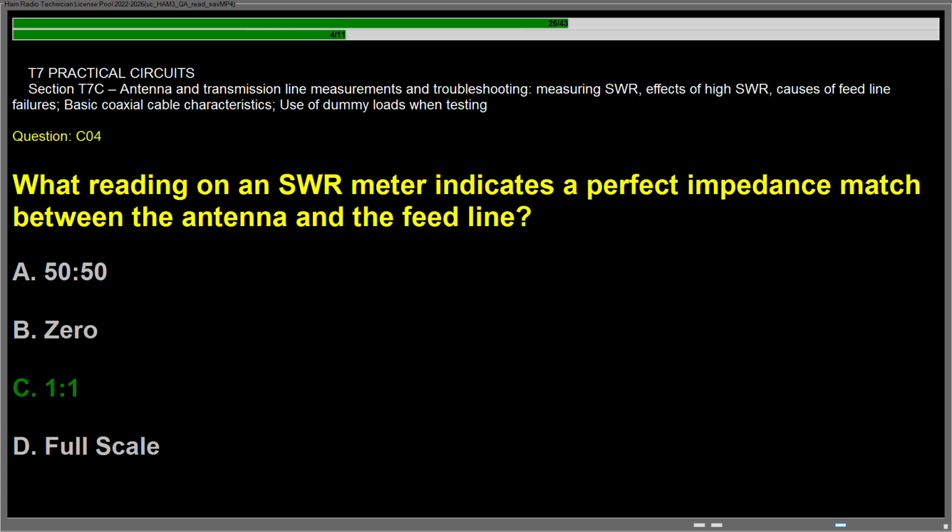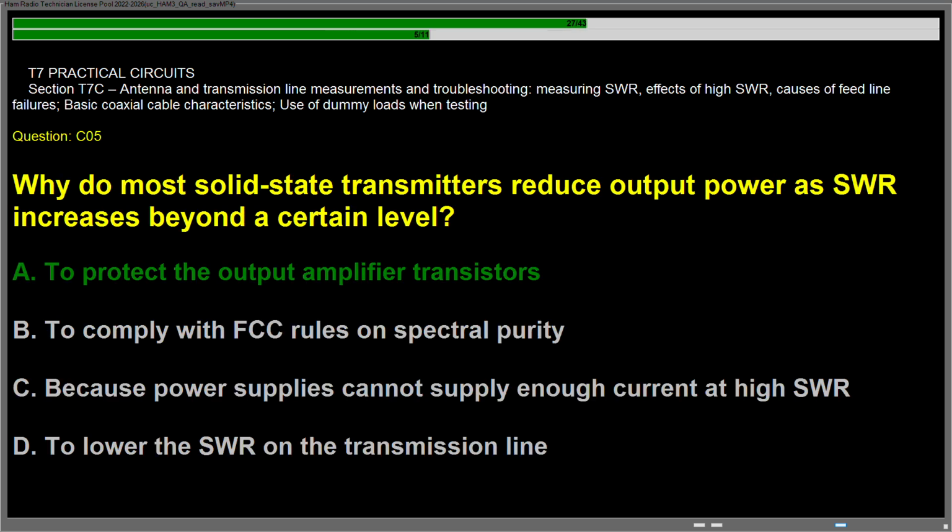Question Charlie 04, what reading on an SWR meter indicates a perfect impedance match between the antenna and the feed line? Answer is C, 1:1. Question Charlie 05, why do most solid-state transmitters reduce output power as SWR increases beyond a certain level? Answer is A, to protect the output amplifier transistors.